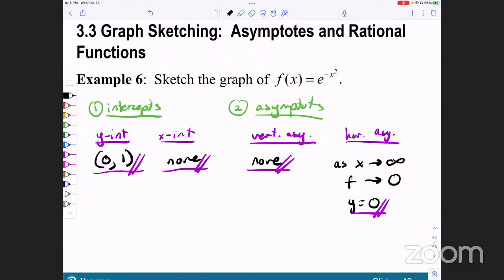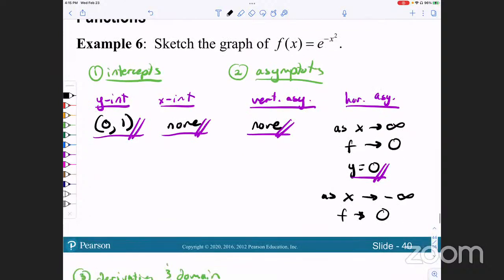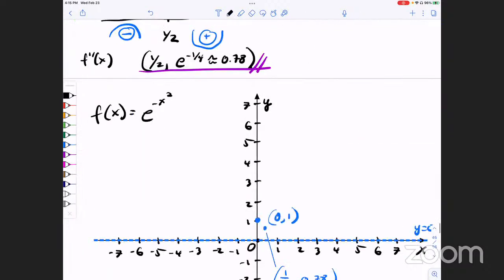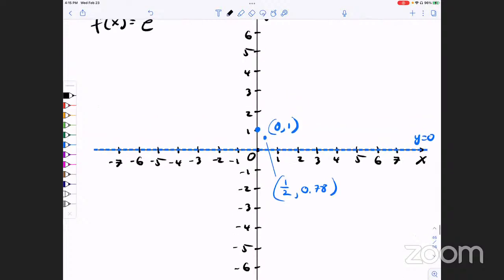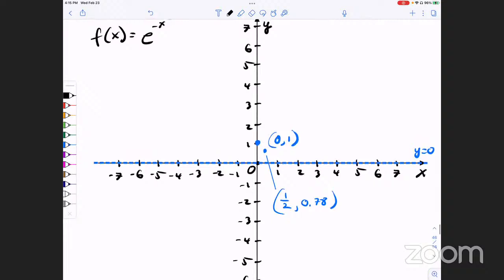I mean, we still captured it as x goes to negative infinity. f tends to 0 as well, right? So when you go in either direction, it's still y equals 0. I don't know why I was hesitant about that. I want to say this might be symmetrical. So then, okay, I think we're ready.